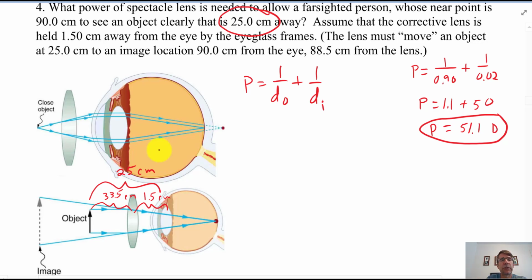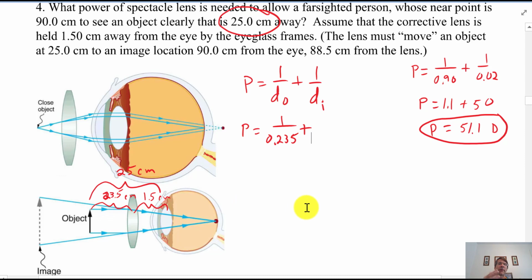So when I plug in the equation, it's going to be 1 over 0.33. No, it's not 3. That should be a 2, not 0.33. It's 0.235. I did the wrong math there. Sorry about that mistake. You probably caught that, I hope. 0.235, because 25 take away 1.5 is 23.5 centimeters, which is 0.235 meters.